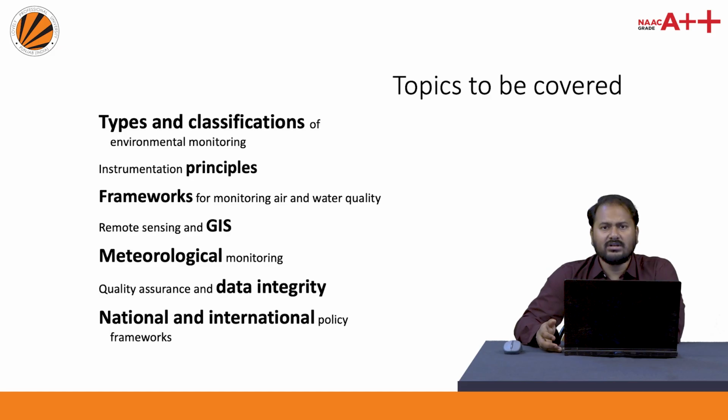Frameworks for monitoring air and water quality, remote sensing and GIS using satellite or aerial imagery to detect environmental patterns over large areas, and spatial data for mapping, analyzing, and visualizing the pollution sources and the ecological changes. Meteorological monitoring including ambient temperature, humidity, wind speed, and pressure using ground-based sensors or weather stations. Quality assurance and data integrity, and national and international policy frameworks including NAAQS, BIS norms, and other international standards.